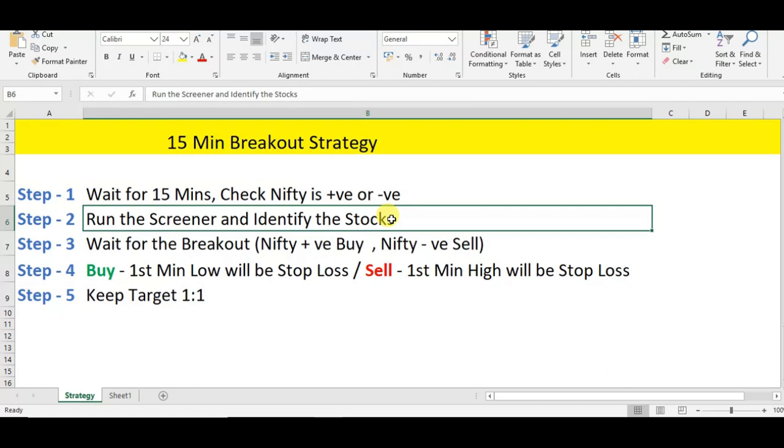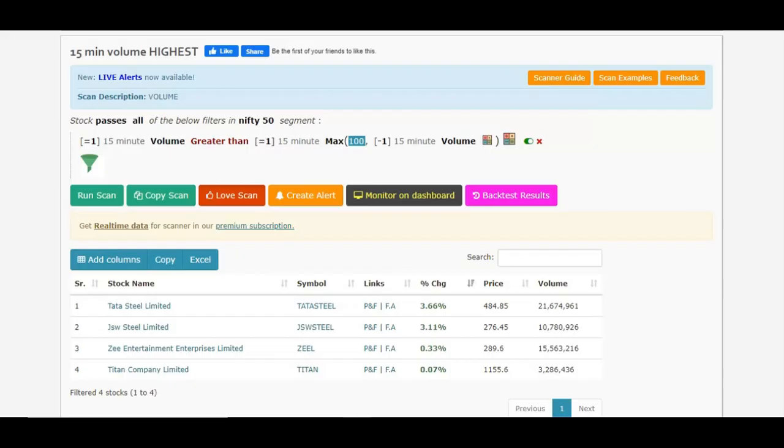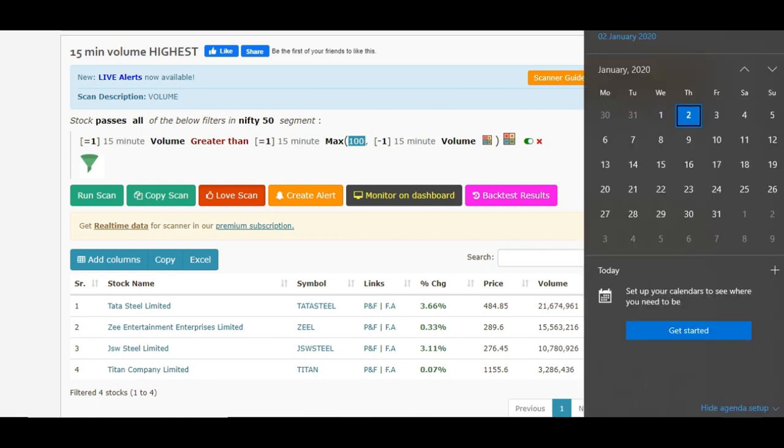For this strategy, I have created one screener on the Chartink website. If I show you the screener, this is basically related to volume. If we see the conditions of this strategy, it has only one condition. It says the volume of the first 15-minute candle should be greater than the volume of the previous 100 candles. If we run this scanner, it will give a list of stocks in which we have to work on a specific day. Today's date is 2nd of January.